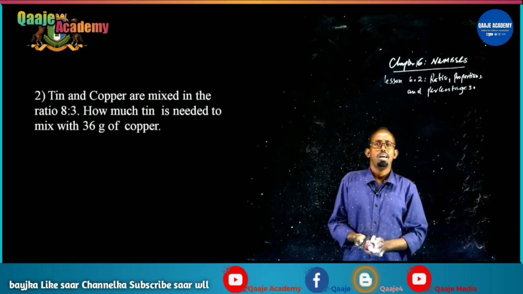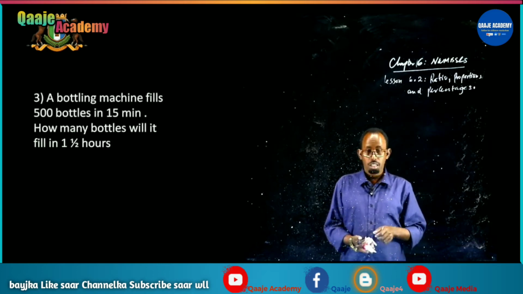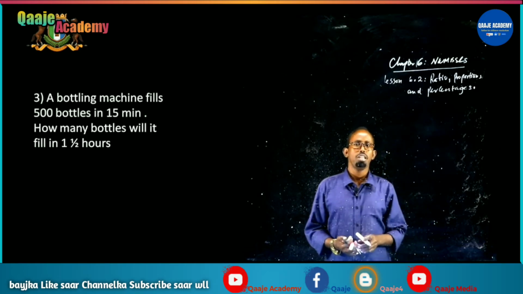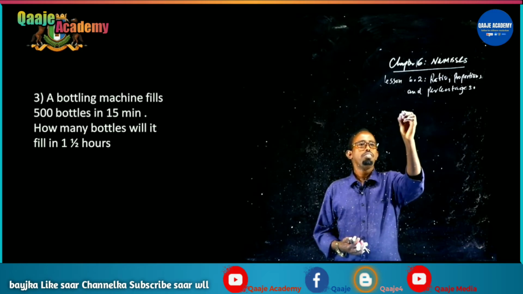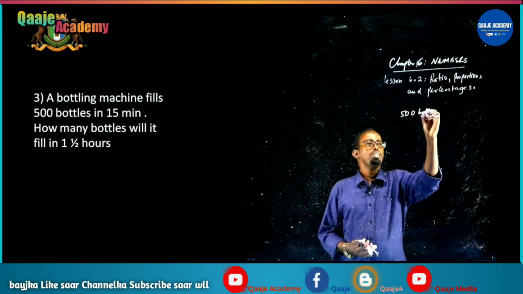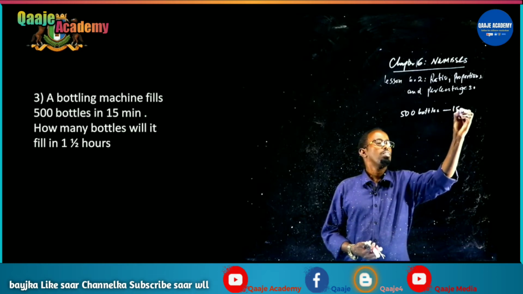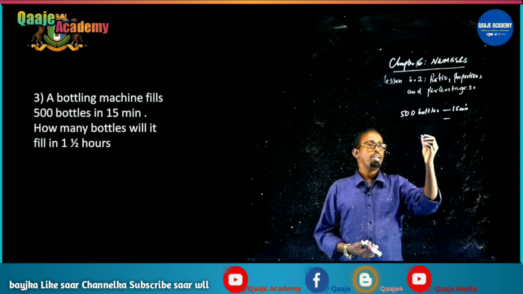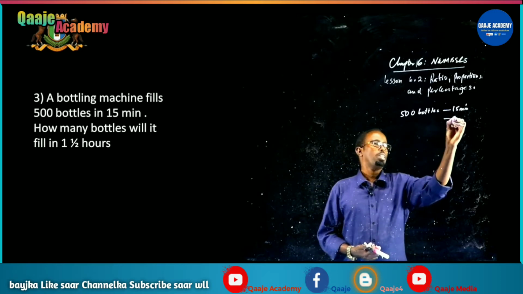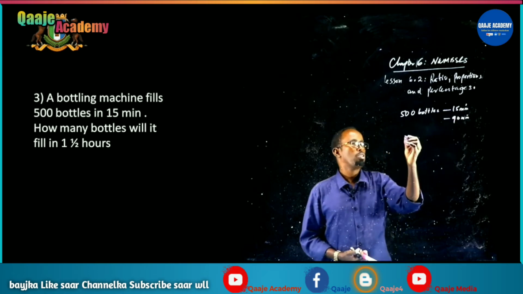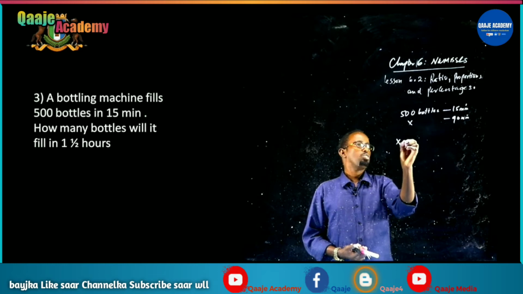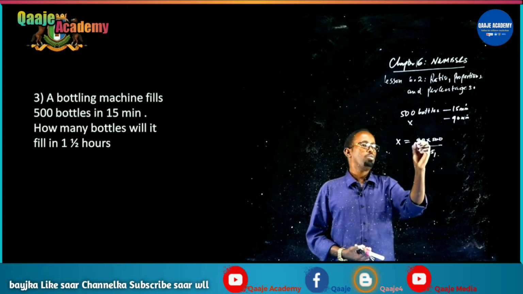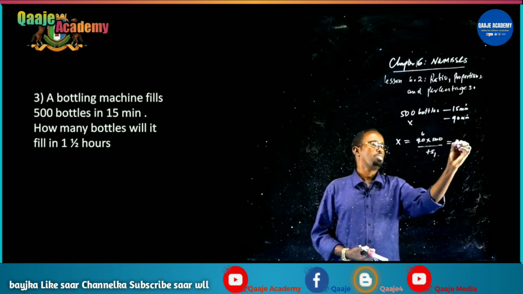Next, a bottling machine fills 500 bottles in 15 minutes. How many bottles will it fill in 1.5 hours? So 500 bottles in 15 minutes. 1.5 hours is 60 plus 30, which is 90 minutes. It will fill more bottles, so just call this X. X will be equal to 90 multiplied by 500 divided by 15. 90 divided by 15 gives 6, times 500, you get 3,000 bottles.